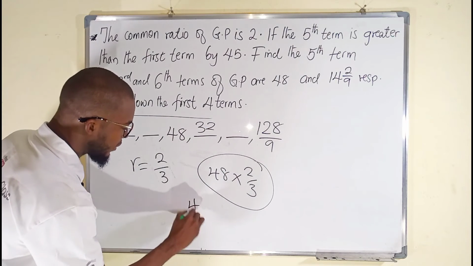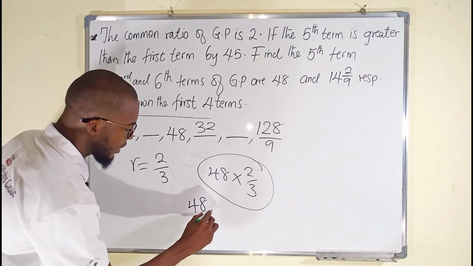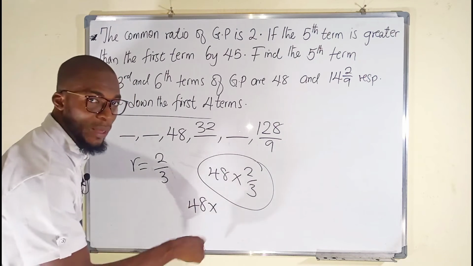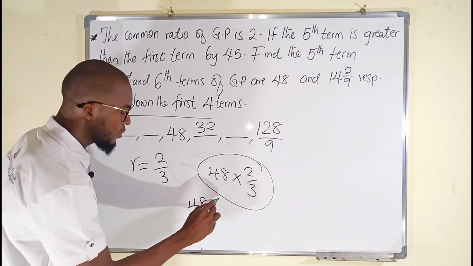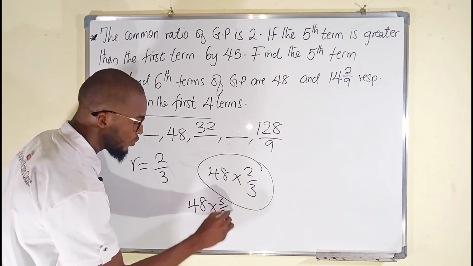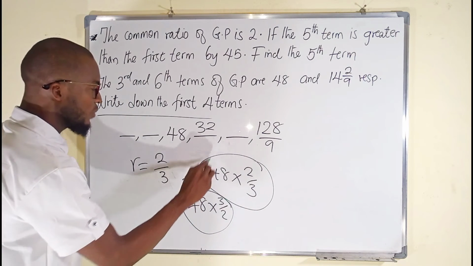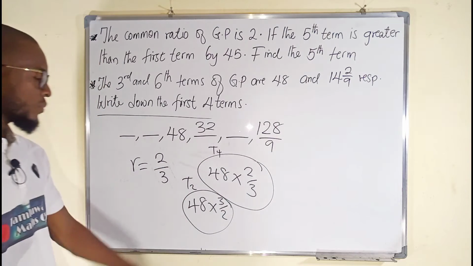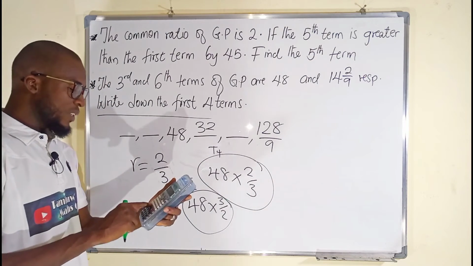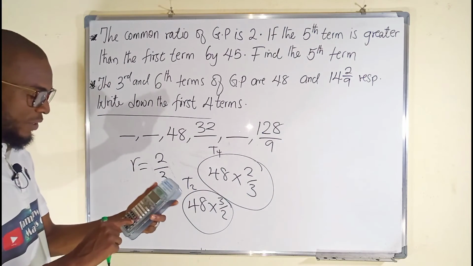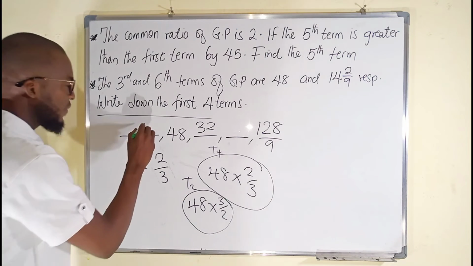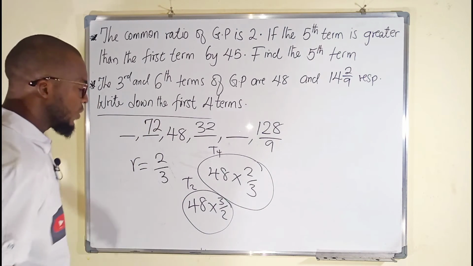Take 48, then divide. You can multiply by the reciprocal of our common ratio, which is going to be 3 over 2. Do this and you shall obtain term number 2. This is term number 4. We have 48 multiplied by 3 divided by 2. This is 72.